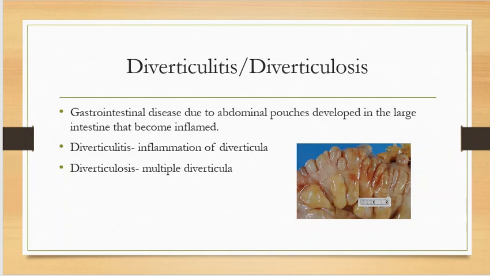So diverticulosis means that there are multiple diverticuli. That's what diverticulosis is. And then diverticulitis is the inflammation of that diverticulum. So once again, diverticulosis means that they have the outpouching, and diverticulitis means those little outpouchings are inflamed. It's an inflammation of the diverticulum.